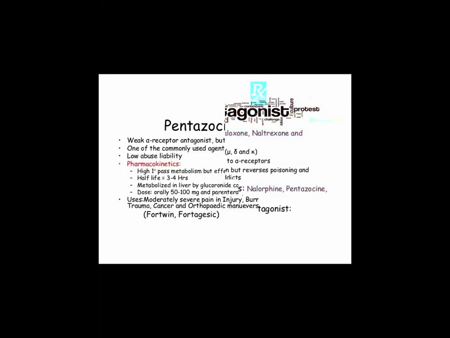Pentazocine. Pentazocine is a weak mu receptor antagonist, but an agonist to the kappa receptor. It's one of the commonly used agents, given orally and intramuscularly. It has low abuse liability. And we use this medicine for moderately severe pain in injury, burns, bone fractures, cancer pain, orthopedic maneuvers.